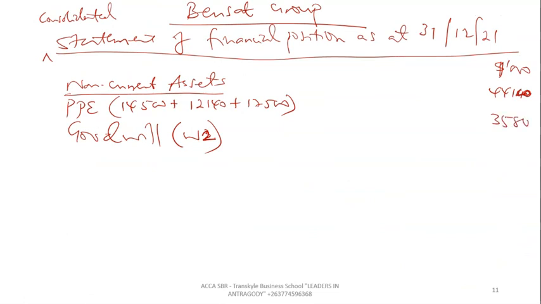This is the 4. Okay, and then you have to add up and you get your total non-current assets for 7,720. Now let's move to the current assets.